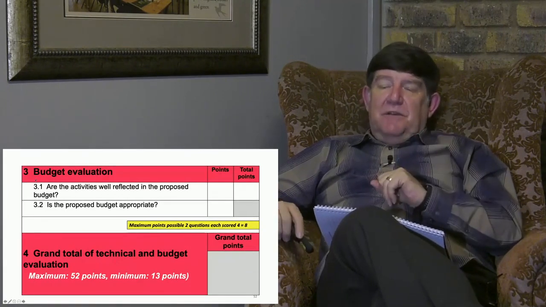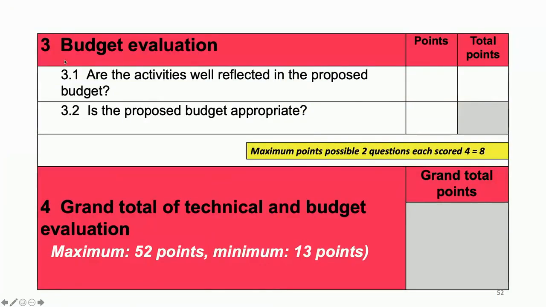The last element of the evaluation is the budget evaluation. Are the activities well reflected in the proposed budget? Here we're looking for the linkages between your result, the activities per result. How does that feed into your budget under those 6 budget headings? Is it good or is it excellent?